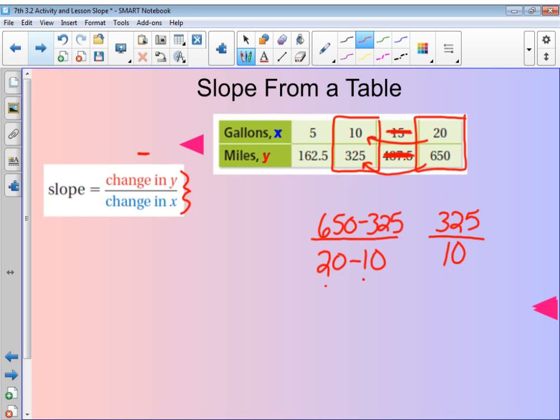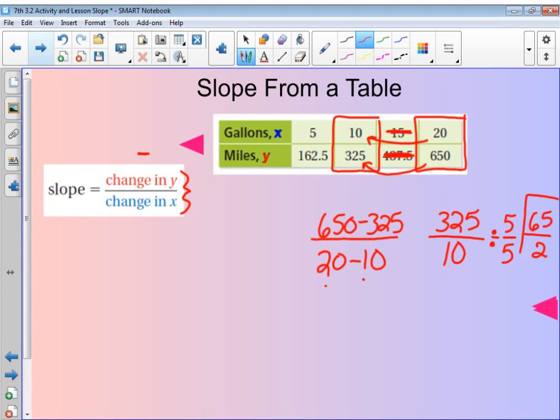So when I look at this, 10 won't go into 325, but 5 would go into each of these. So if I reduce by 5 over 5, 325 divided by 5, I don't know that off the top of my head, but I know there's 20 in 100, so 40 is 200, 60 would be 300, and then 5 more, so 65 over 5 divided by 5 is going to give, 10 divided by 5 is going to give me 2.